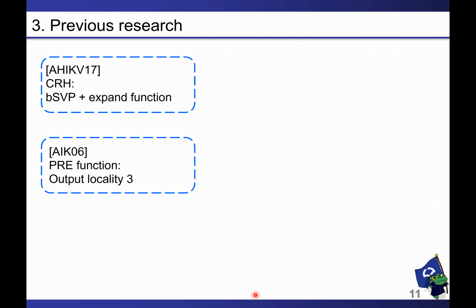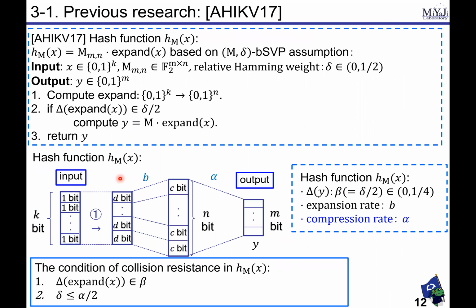Next, we talk about previous research. We talk about 2 previous research works, which are the hash function and the PRE function. The previous research hash function uses the expand function. They input k bits of X, matrix M and relative hamming weight of delta. They first compute the expand function and expand the k bits to n bits. And next, if the relative hamming weight of this one is smaller than delta over 2, then they compute M times expand X and output Y. Then this Y is the return of this hash function. And this hash function's illustration is written here.